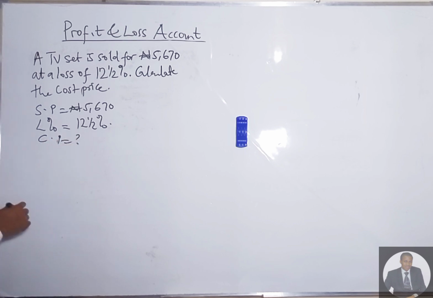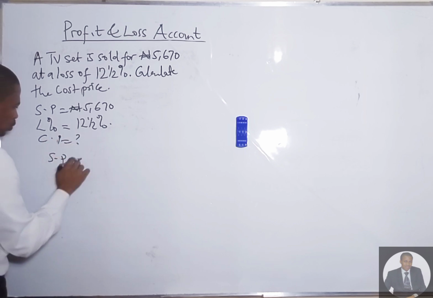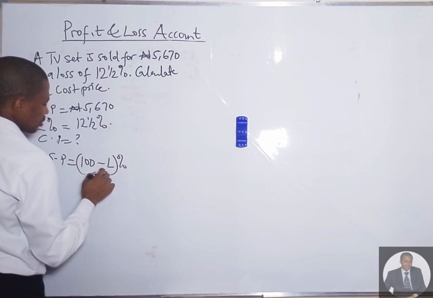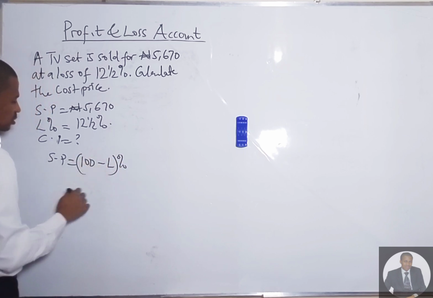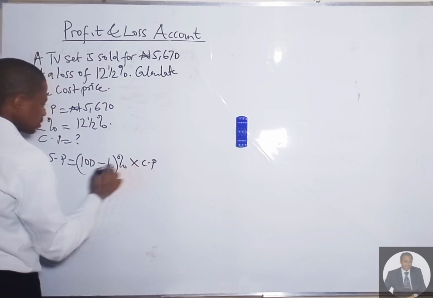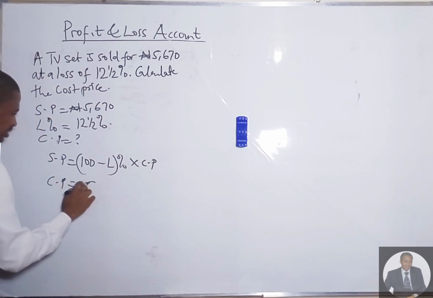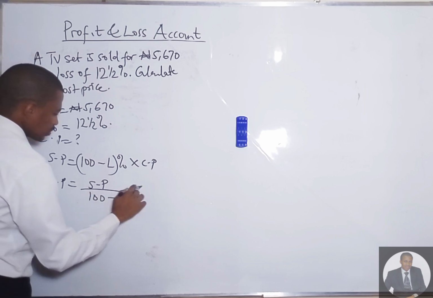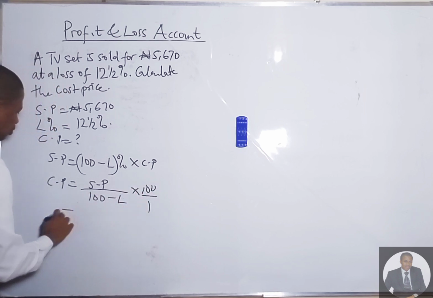The formula that comes to mind is selling price equals 100 minus loss percent times cost price. So our cost price will be selling price over 100 minus the loss times 100 over 1. Now what's the cost price?